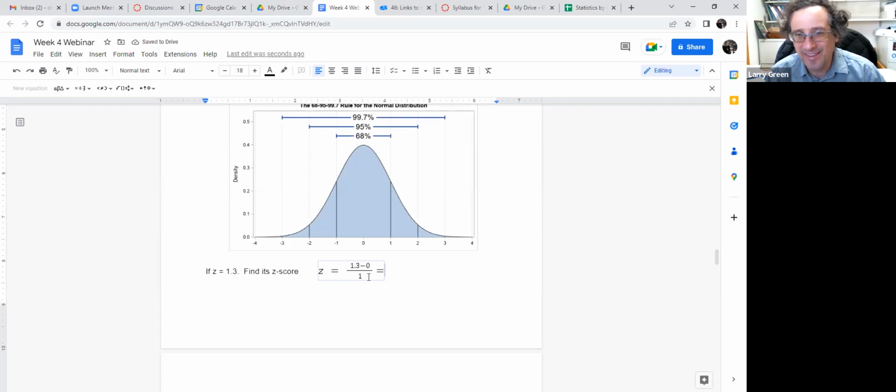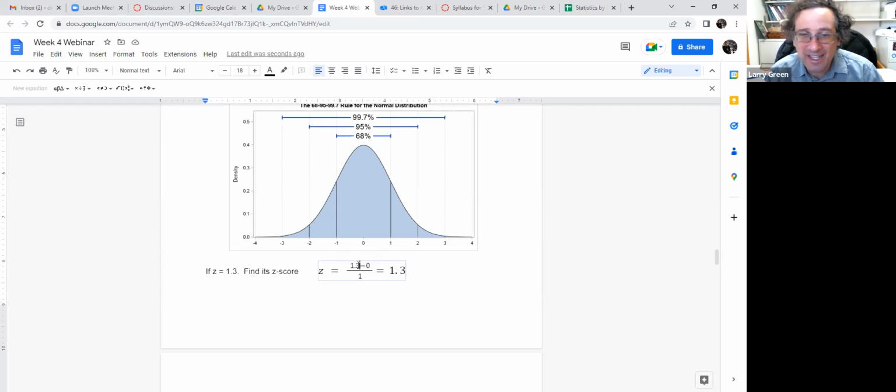The hint is very easy. What's 1.3 minus 0 divided by 1? Yeah, it's just 1.3. 1.3 minus 0 is 1.3. 1.3 divided by 1 is 1.3. So the Z-score for the value 1.3 is 1.3.